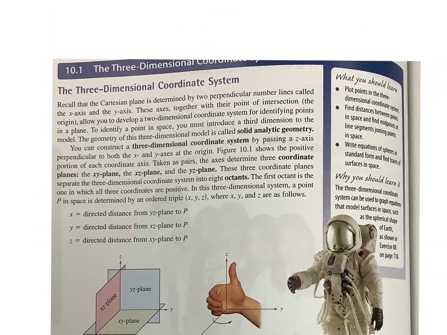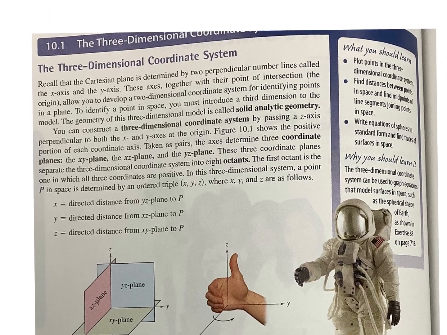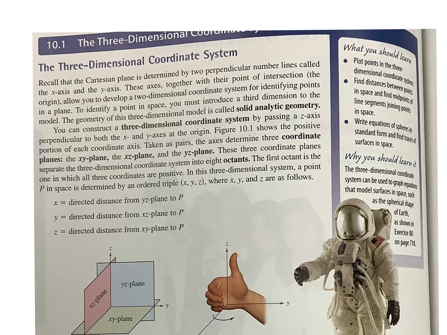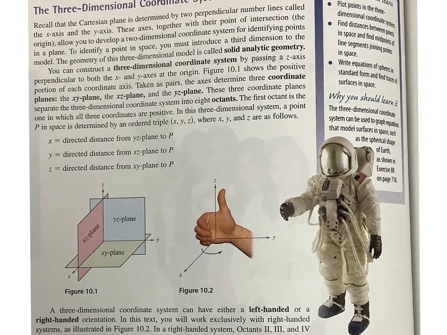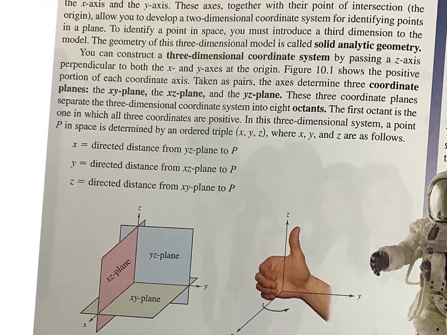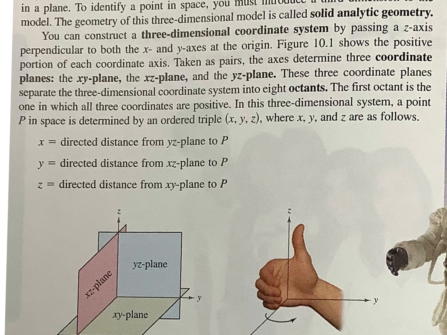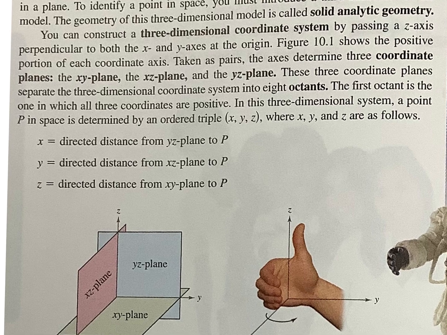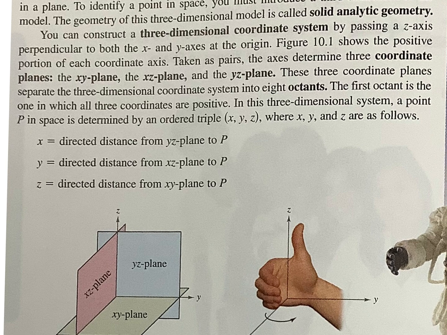All right, chapter 10 deals with 3D stuff. 10.1 talks about the three-dimensional coordinate system. We've talked about the two-dimensional coordinate system, which is your XY, right? If you're plotting points, X and Y. The three-dimensional coordinate system is X, Y, and Z. You have directed distances, meaning if it's positive, then you move in the positive direction. If it's negative, you move in the negative direction, that sort of thing.